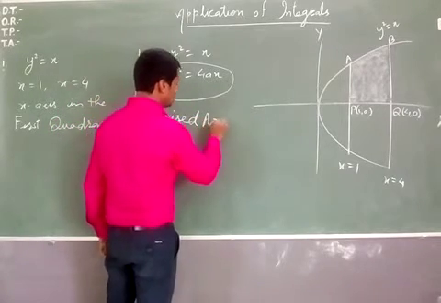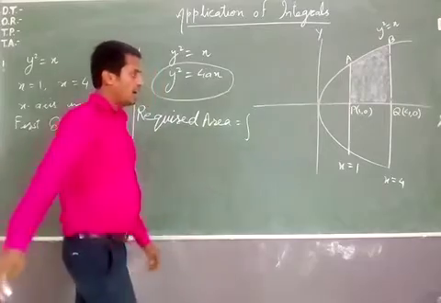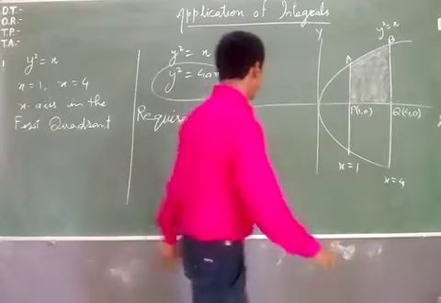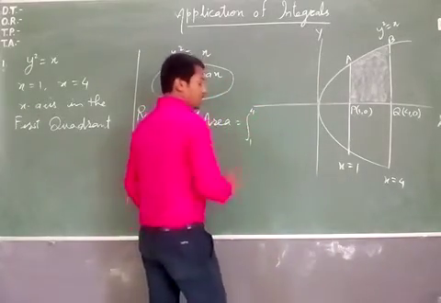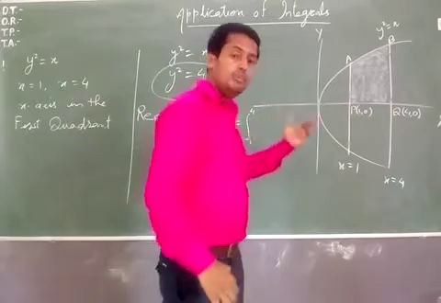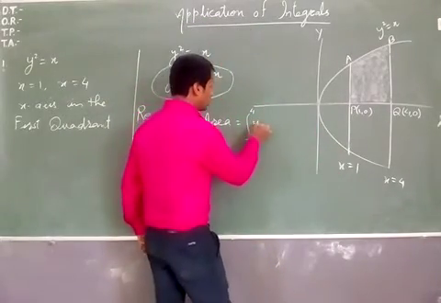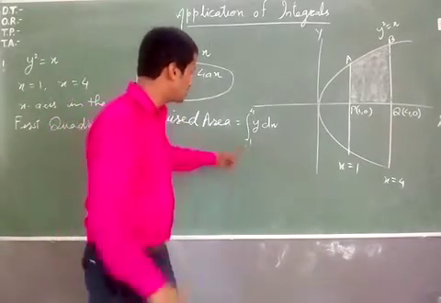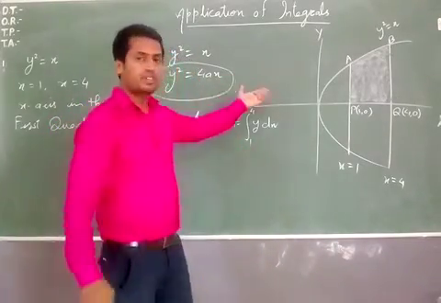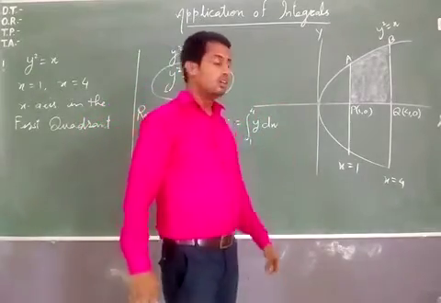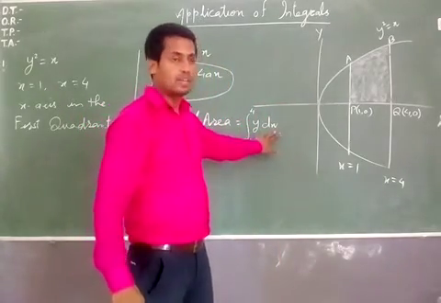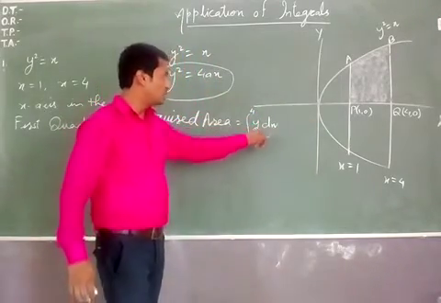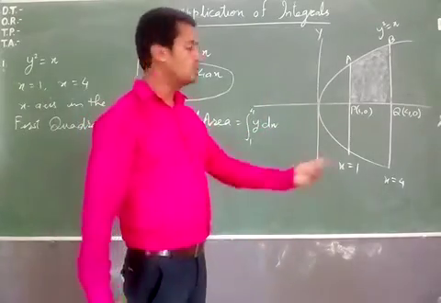We will write here required area equal to, at the interval 1 to 4, we will use here limit 1 to 4. If we are using limit on x-axis, then we will write the value of y and integration with respect to x. We have used limit x equal to 1 to x equal to 4. So we will integrate the given function with respect to x. If we are using limit on y-axis, then we will use here integration with respect to y.